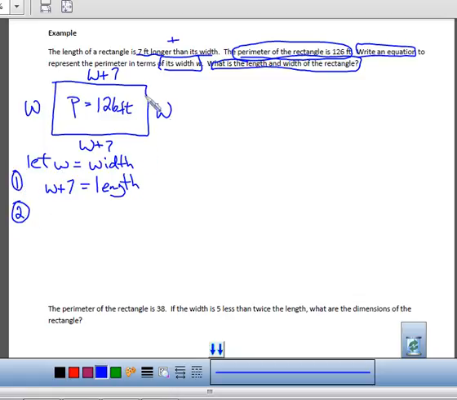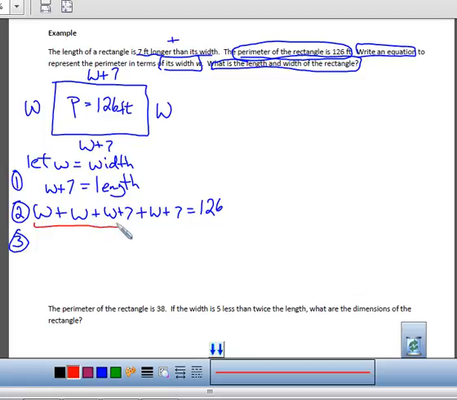Remember, perimeter, add up all the sides. So I have W plus W plus W plus 7 plus W plus 7. And all of that equals 126. Okay, step 3, solve. So we're going to combine our like terms.